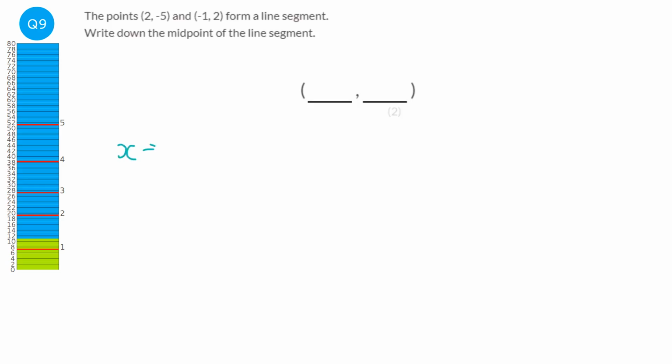To find the midpoint, we can use this simple formula. And we're going to start off by finding the midpoint for the x component. And the formula is just adding the two x coordinates and dividing by 2. So we're just going to add the two x coordinates together. So we've got 2 plus -1 divided by 2. And that's going to be 1/2, or 0.5.